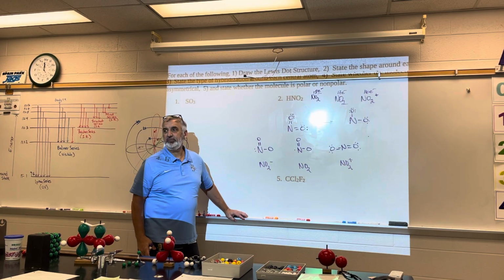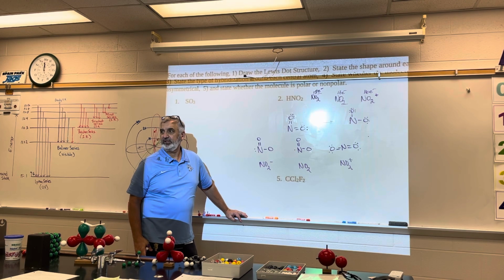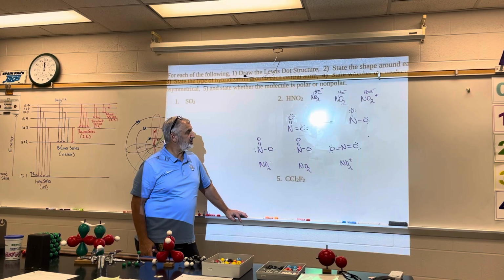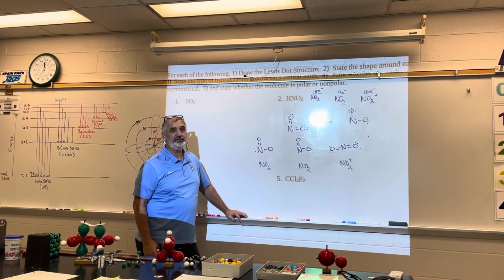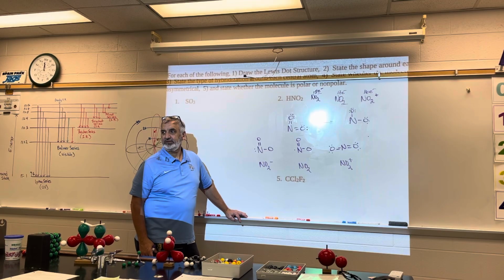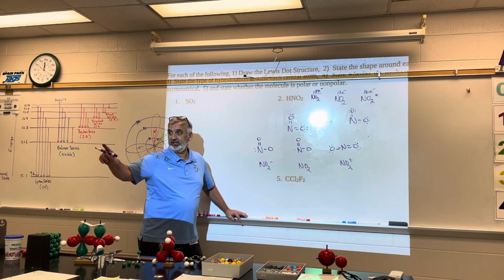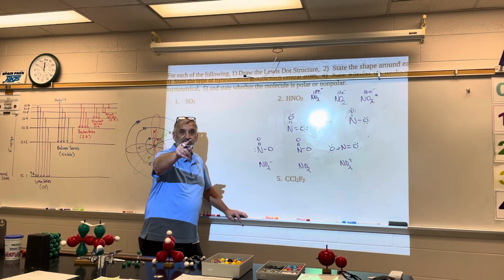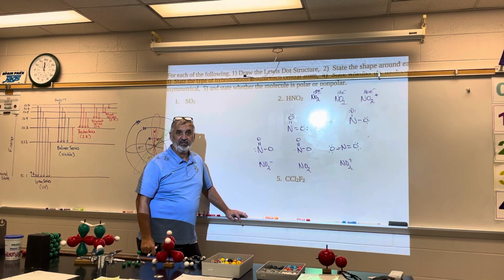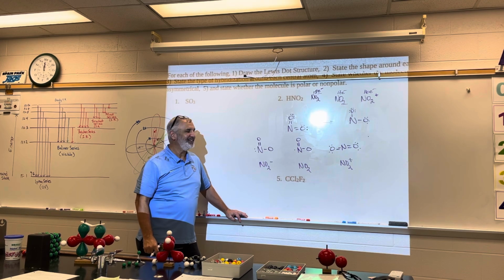What's the shape of NO2 plus? Linear, AX2. What's the shape of NO2 minus and NO2? Bent. Which one's going to have the larger bond angle? I heard, what are you guys saying? NO2. Anybody over here going to venture a guess? NO2 minus. Good guess, but it's not.